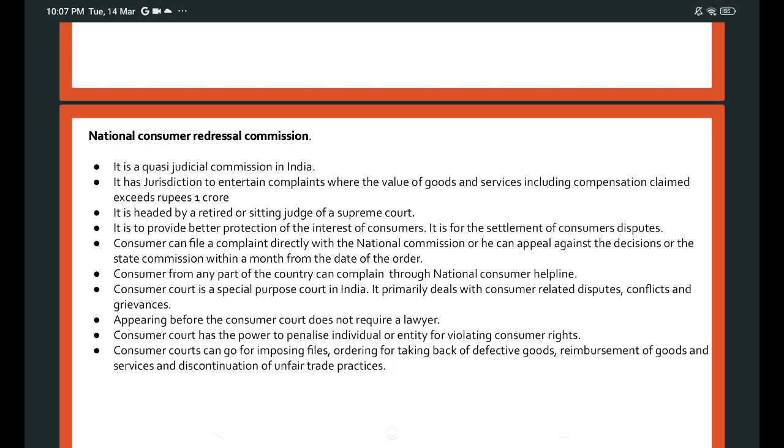Consumer Court is a special purpose court in India. It primarily deals with consumer related disputes, conflicts, and grievances. Appearing before the Consumer Court does not require a lawyer. Consumer Court has the power to penalize the individual or entity for violating consumer rights. Consumer courts can go for imposing fines, ordering for taking back of defective goods, reimbursement of goods and services, and discontinuation of unfair trade practices.